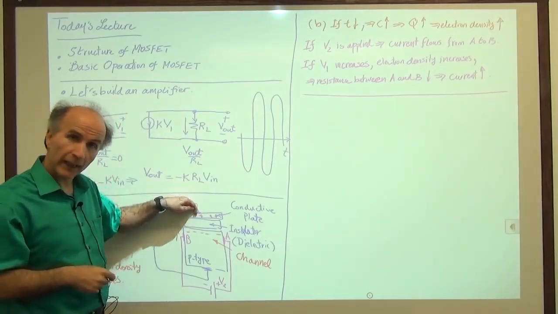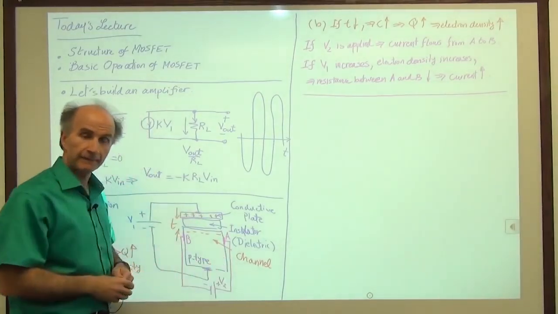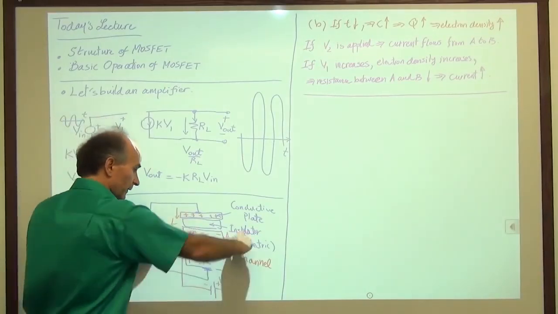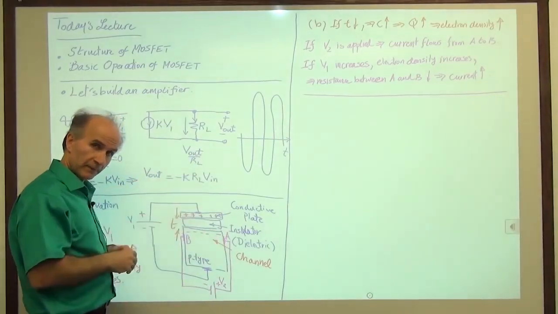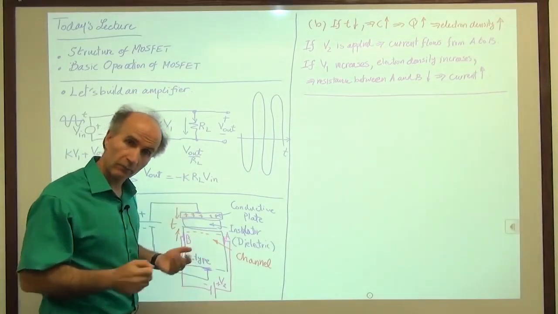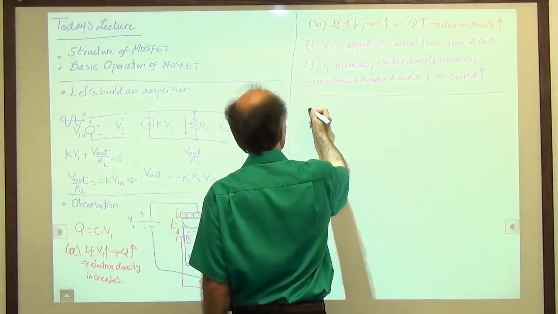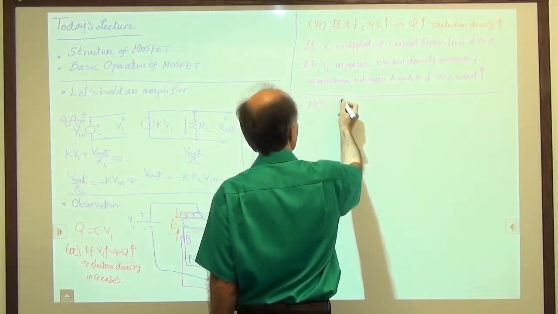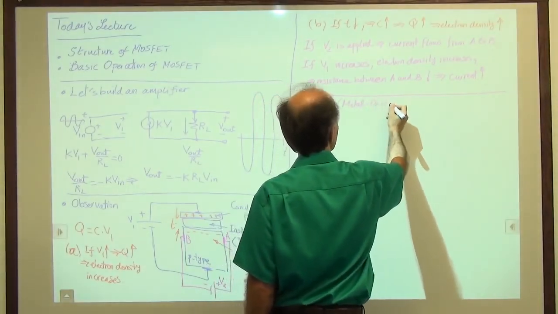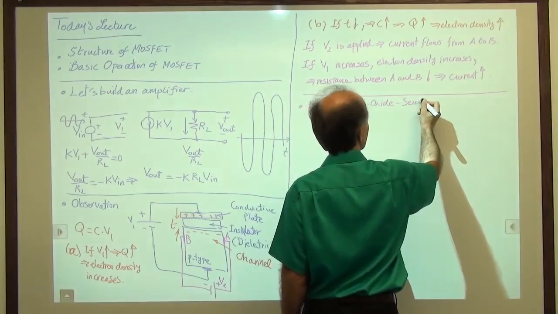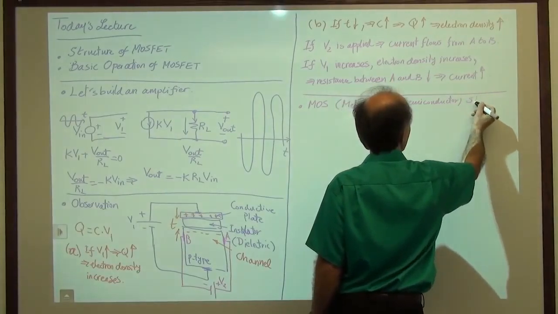So this contact is okay, but then how about these two? How about this one? We can't go from the sides. So we sort of have to stretch this device so that these contacts can be made from the top of the wafer. And that gives us the actual MOSFET structure. So let's go ahead and try to do that. So we'll talk about the MOS, which stands for metal oxide semiconductor structure.